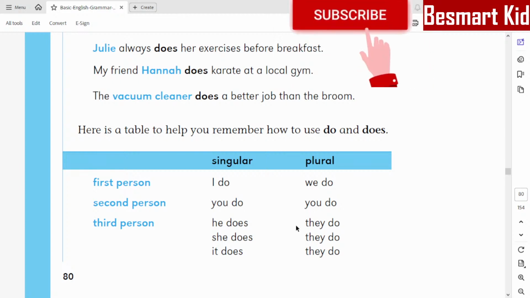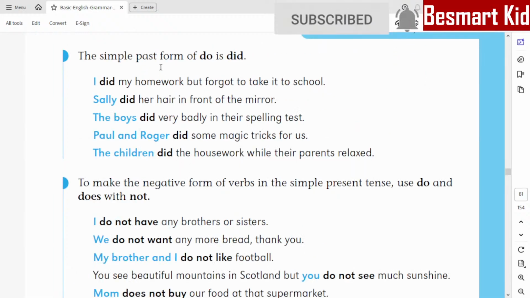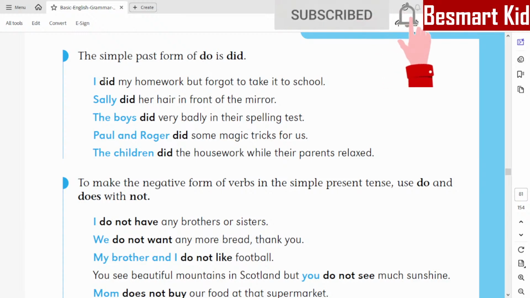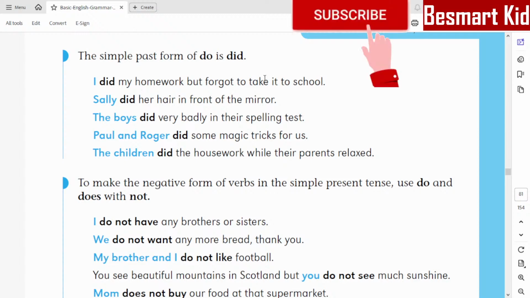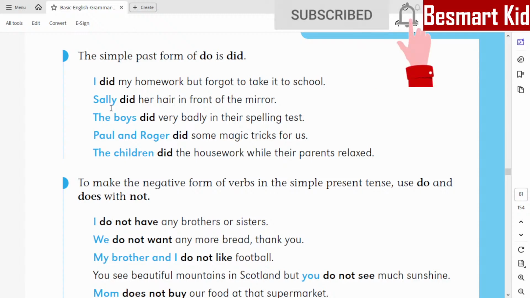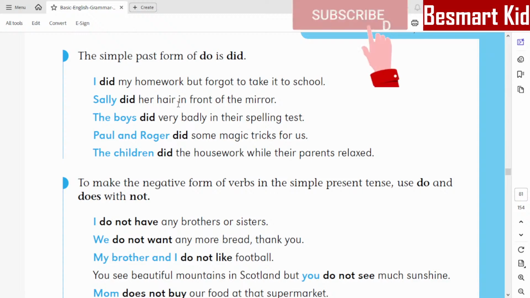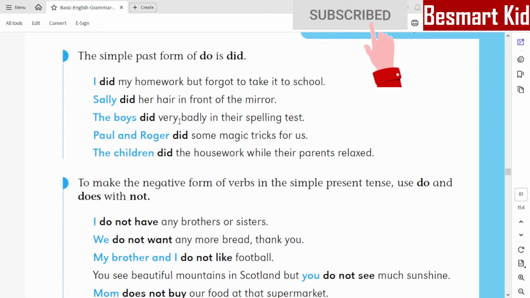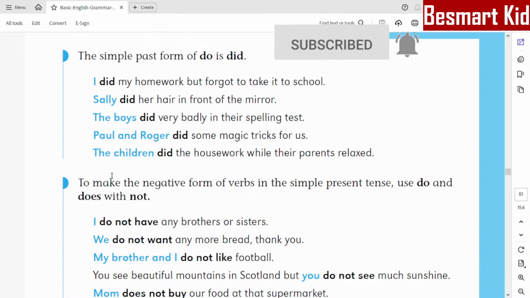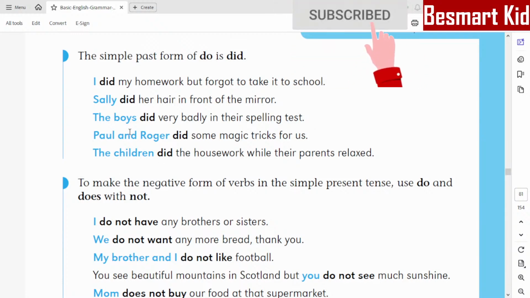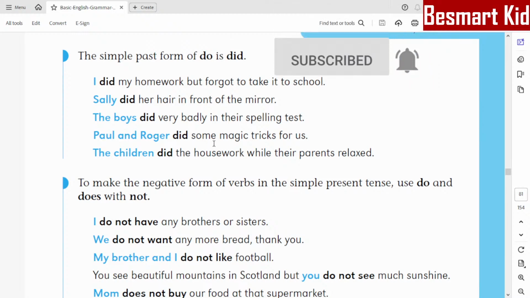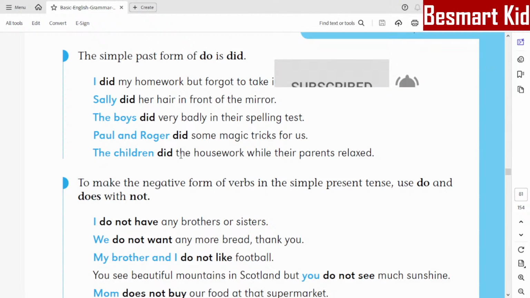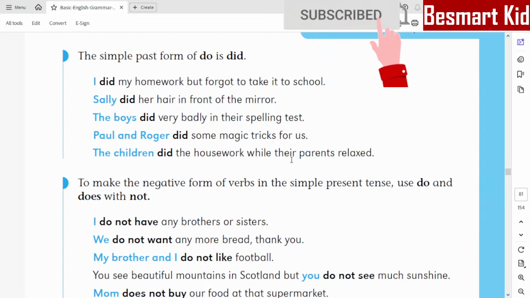The simple past form of do. I did my homework but forgot to take Polly her head in front of the mirror. The boys did very badly in their spelling test. Paul and Hamad asked the children their housework at the park.